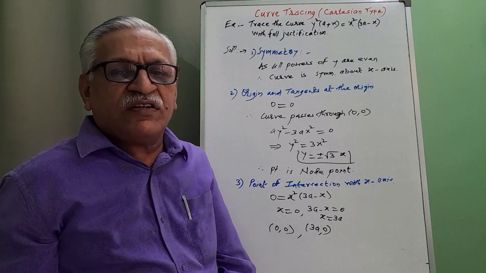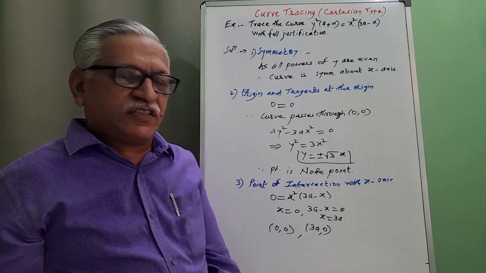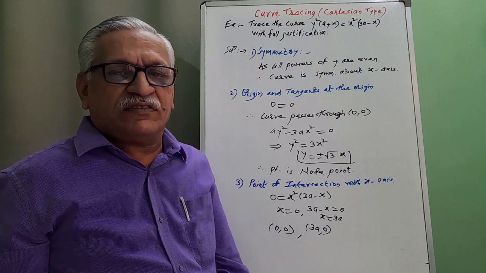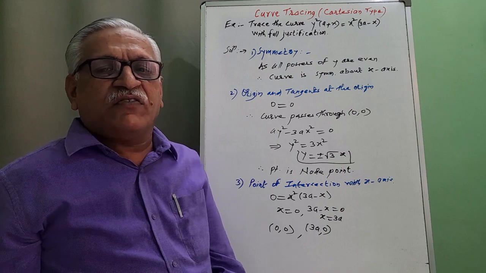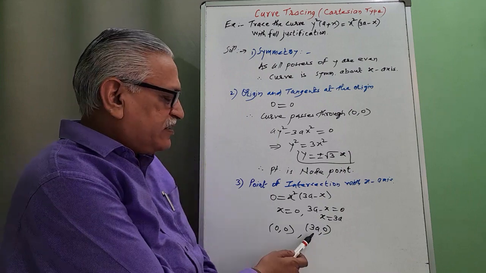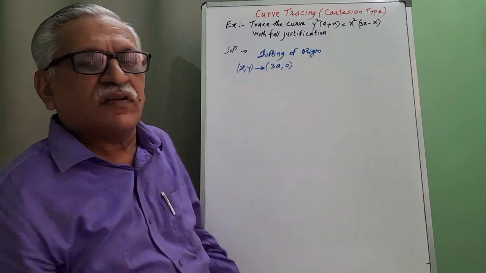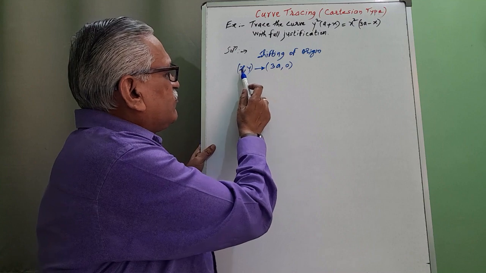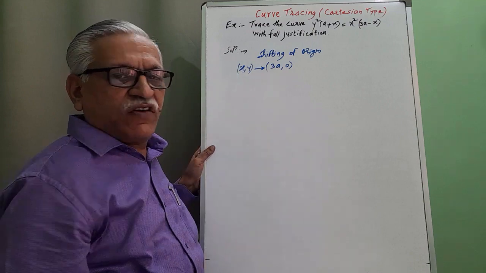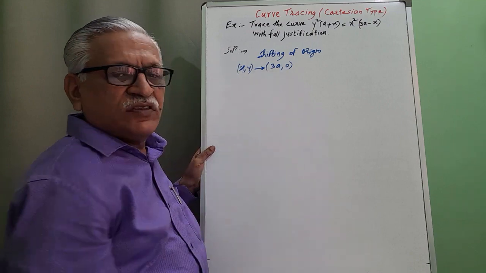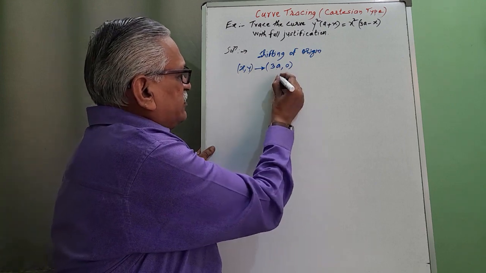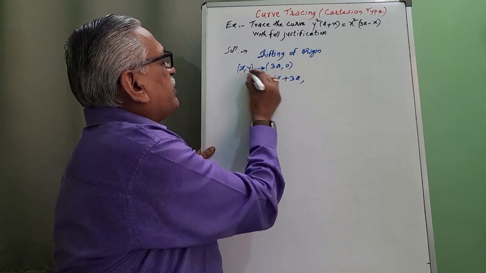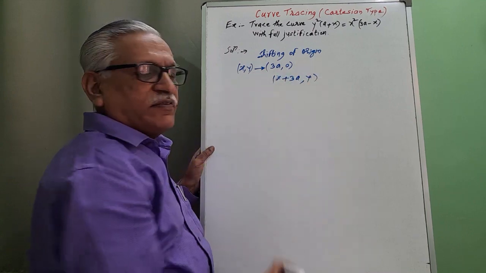Then, whenever we have any other point of intersection other than origin, we require to shift the origin. And the purpose behind it is that we require to find the tangent at that new point of intersection. Then shifting of origin in the same third point: suppose the original coordinates are x, y, then to shift it to 3a, 0, the change in x coordinate is x plus 3a, and change in y coordinate is y plus 0, that is y.